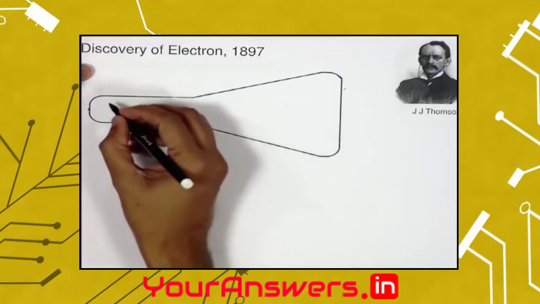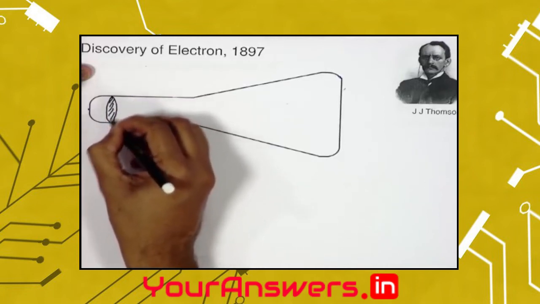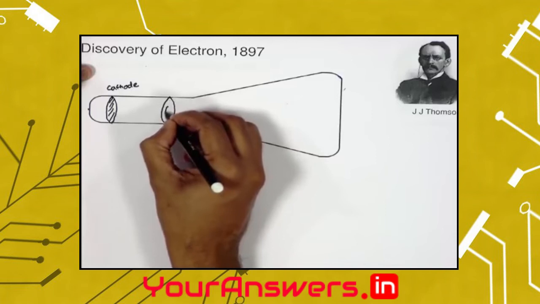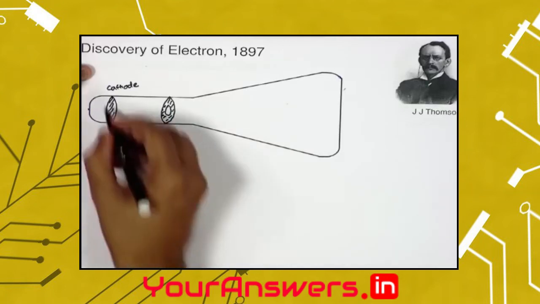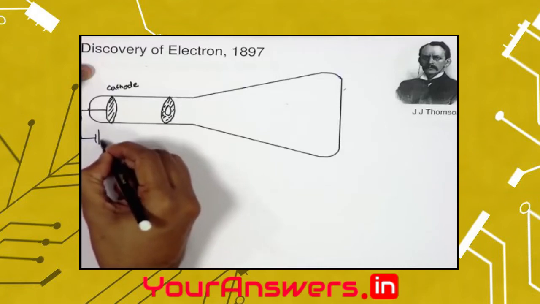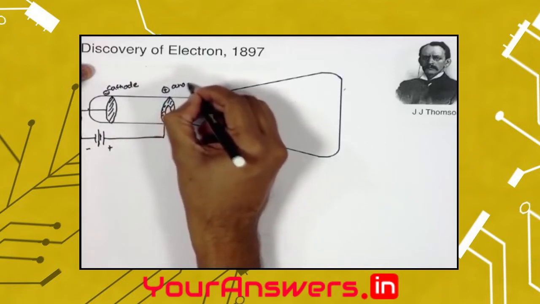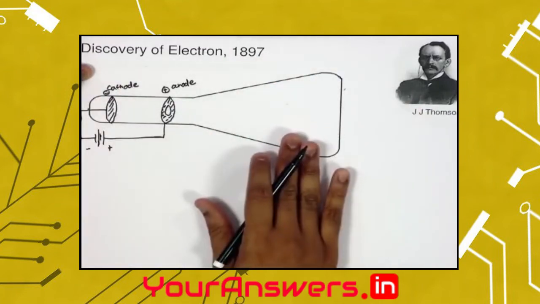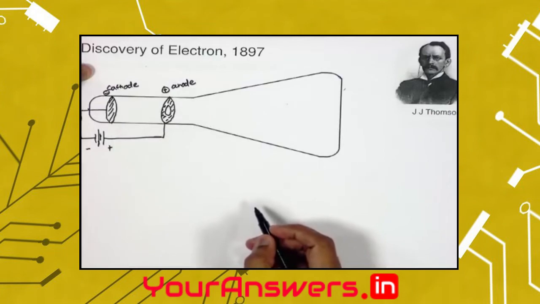Again, like a typical cathode ray discharge tube, we have one cathode terminal, a metal plate, and one anode here with a hole at the center, and the two terminals are connected to a very large potential difference. So, this is negative, this is positive, this is my anode terminal. First, this glass chamber was completely evacuated, and then a high voltage was applied across these two terminals, the cathode and anode plates.